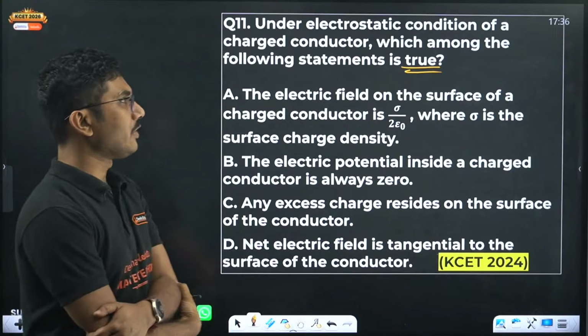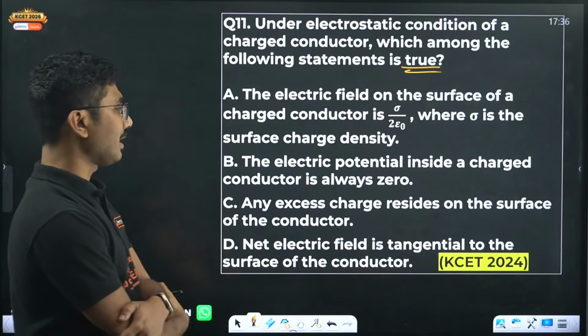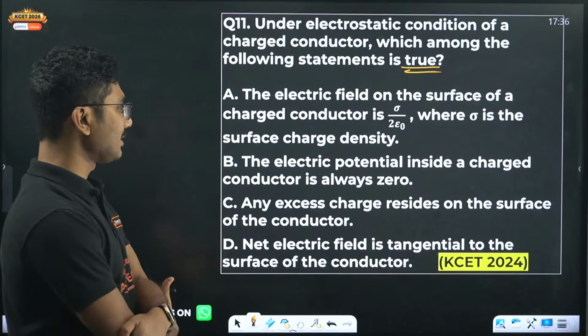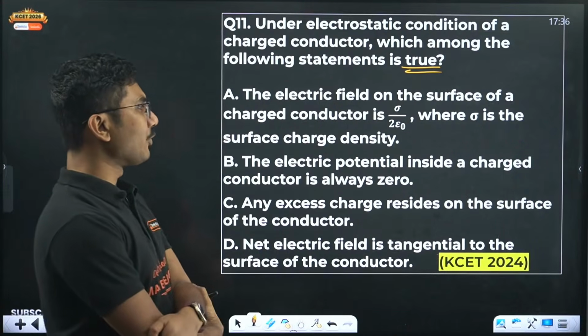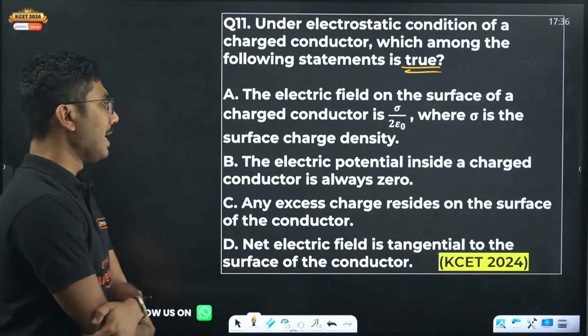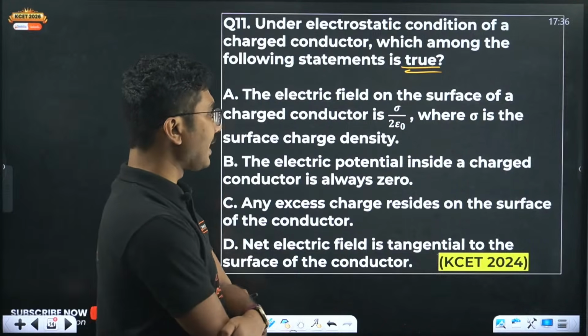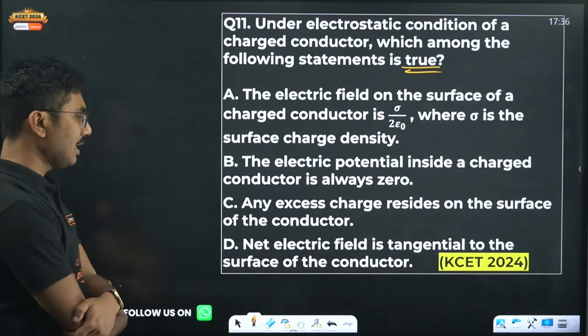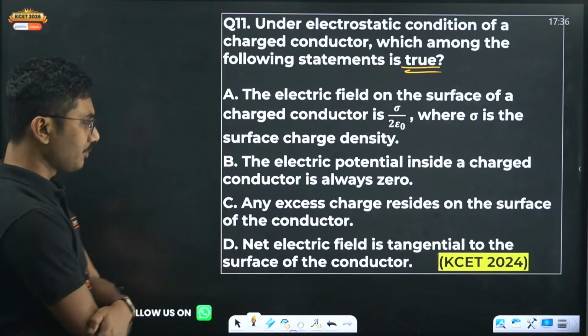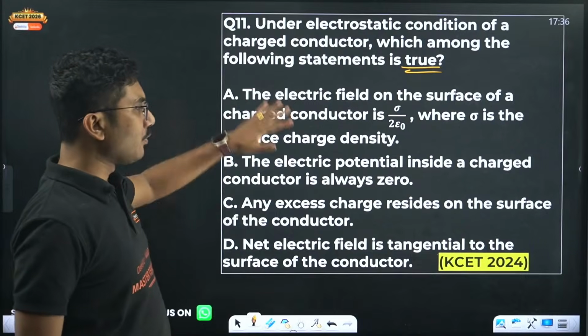The electric field on the surface of a charged conductor is sigma by 2 epsilon naught, where sigma is the surface charge density. The electric potential inside a charged conductor is always 0. Any excess charge resides on the surface of the conductor. Net electric field is tangential to the surface of the conductor. So we will verify one by one.